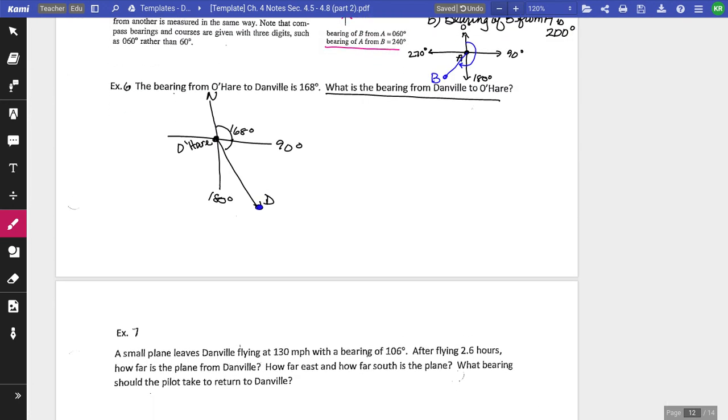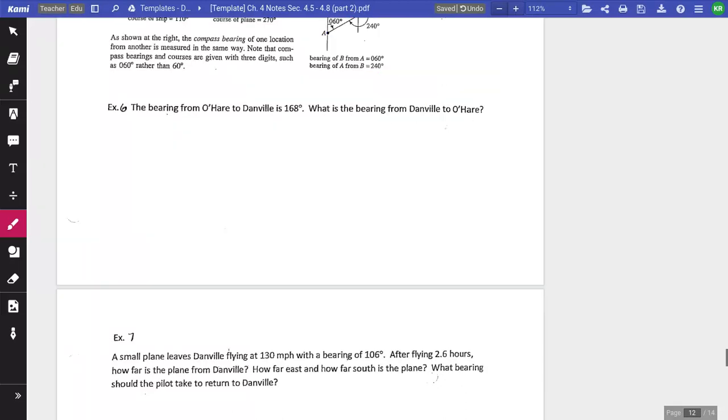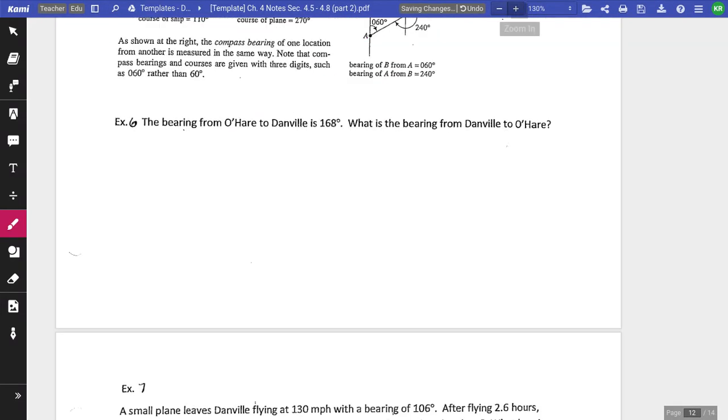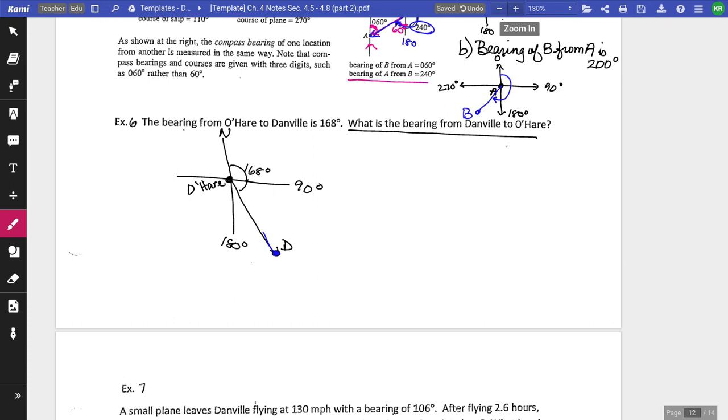Okay, so this time we want to start at Danville, and I want to go to O'Hare. So Danville is now my point of origin. So it's going to be at the origin. What I need to find is, this is due north, so that's 0 degrees. I need to find this angle measure.